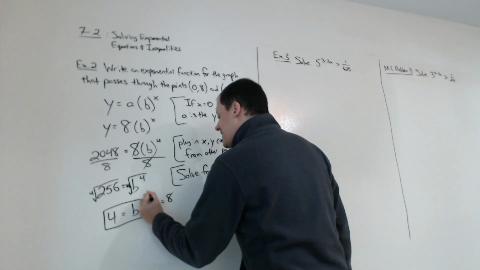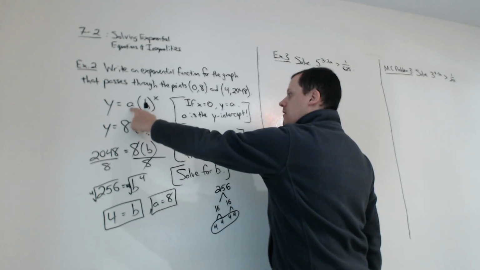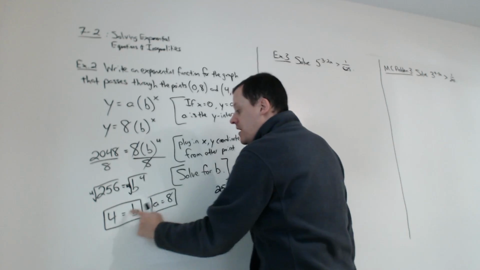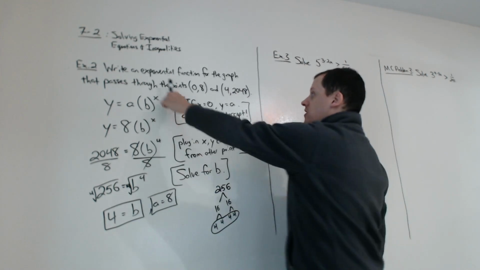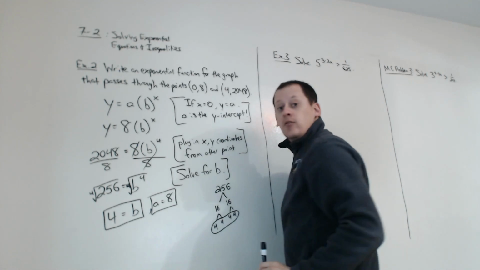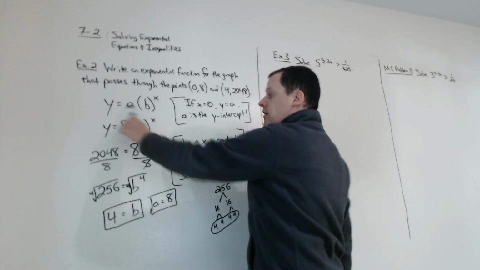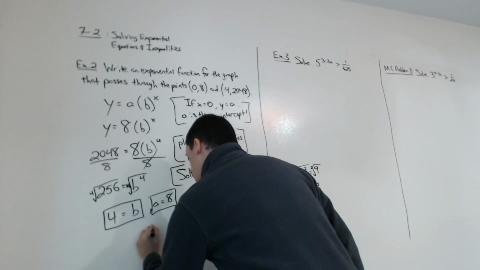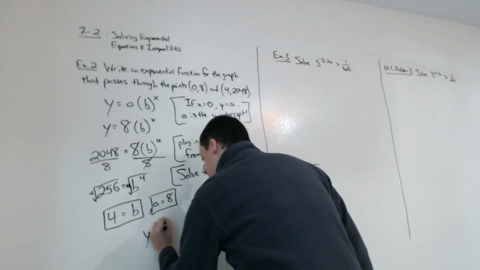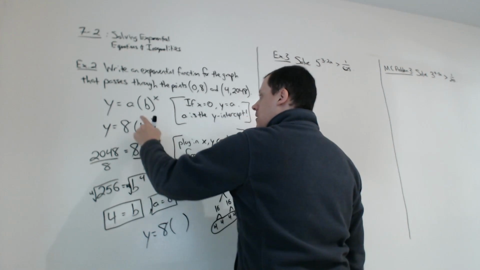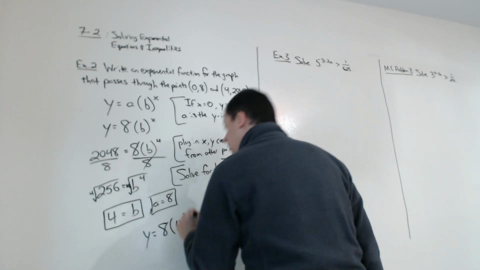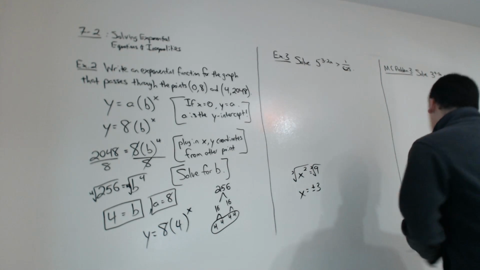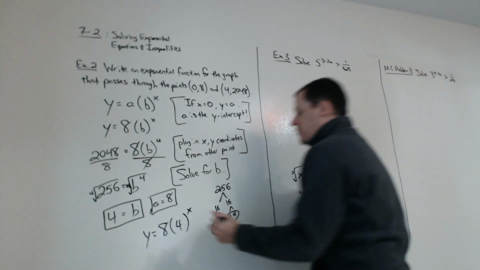We already know that A is 8. Okay, we did that here because A was the y-intercept. So if we know A and we know B, we're just going to write the exponential function with the A and the B filled in. Okay, the x and the y are going to stay x and y. We're just going to fill in both of these numbers. So we've got y equals A is 8. B is 4. And this is to the x power. Perfect. So this is the exponential function.